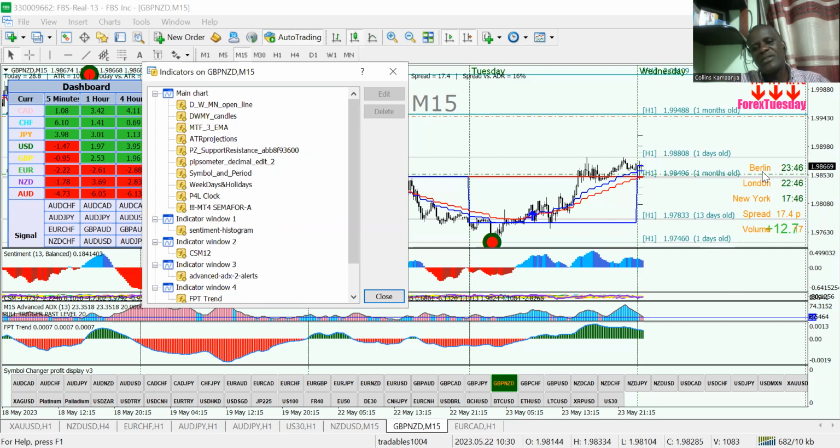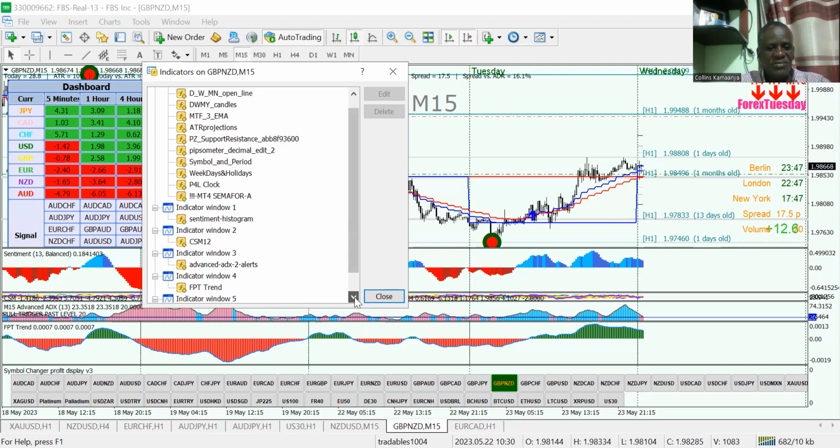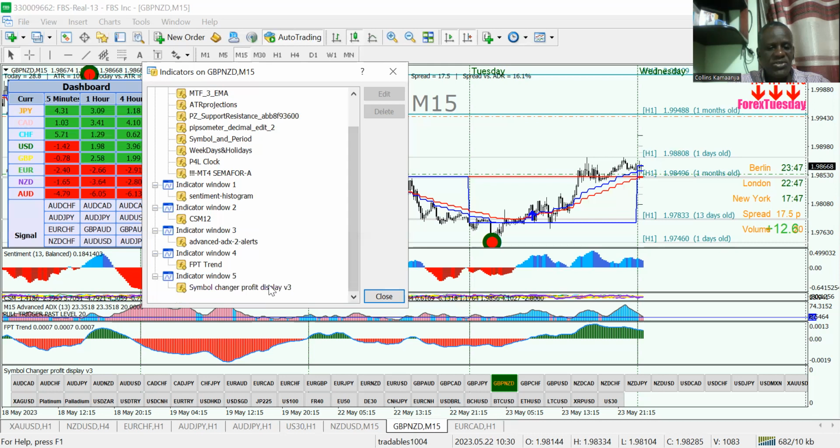Now, my system starts with Berlin time, Berlin or Frankfurt. When Frankfurt opens at 8, London opens 1 hour after. Then New York opens later in the afternoon. So I'm giving you the time settings for those three market zones. And then you have my semaphore here. Then the settlement histogram. Then the advanced ADX. Then the VFTP column. And lastly, our symbol changer display.